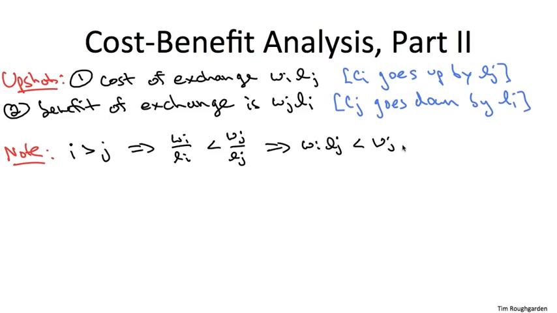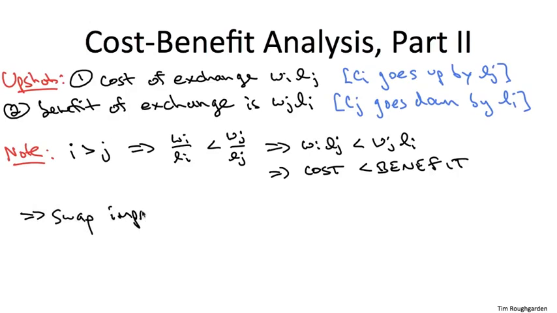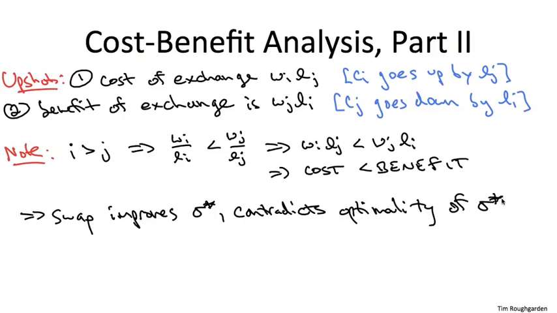The usefulness of this becomes even more apparent when we clear denominators. We multiply both sides by Li times Lj, and then we find that Wi times Lj is strictly less than Wj times Li. But what are these? These are just the cost and benefit terms, respectively, of our thought experiment exchange of exchanging i and j. So what does it mean that the benefit of the swap outweighs the cost? It means that if we take sigma star, this purportedly optimal solution, and we invert the jobs i and j, we get a schedule with an even better weighted sum of completion times. But that is nuts. That's absurd. Sigma star was supposed to be optimal. So here's our contradiction. That completes the proof.